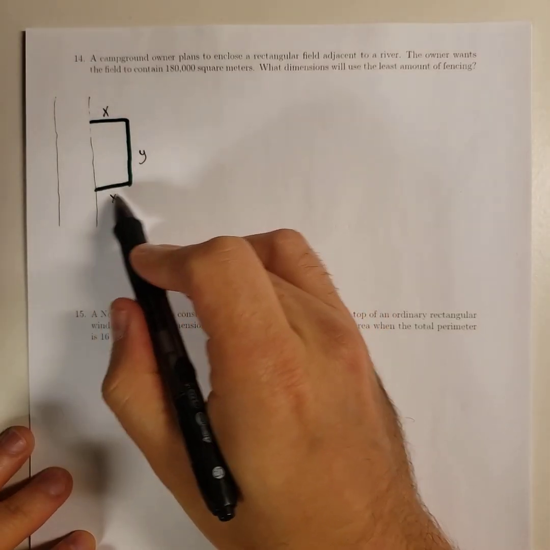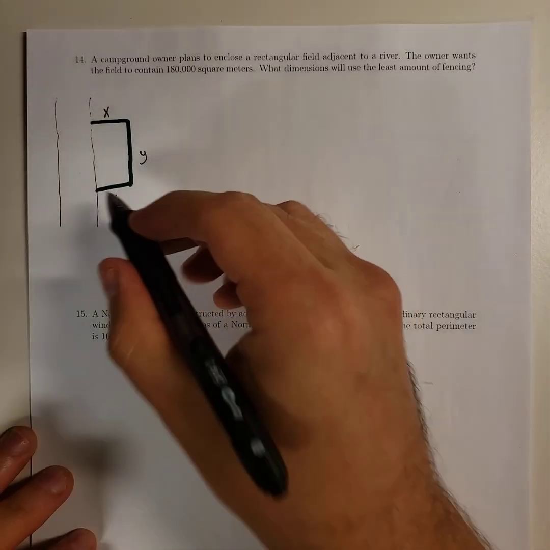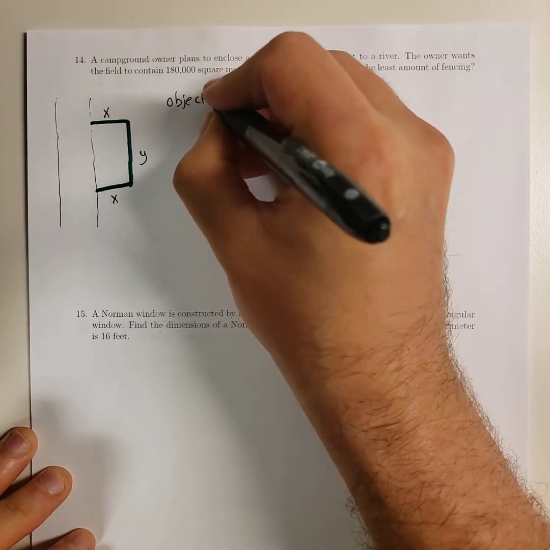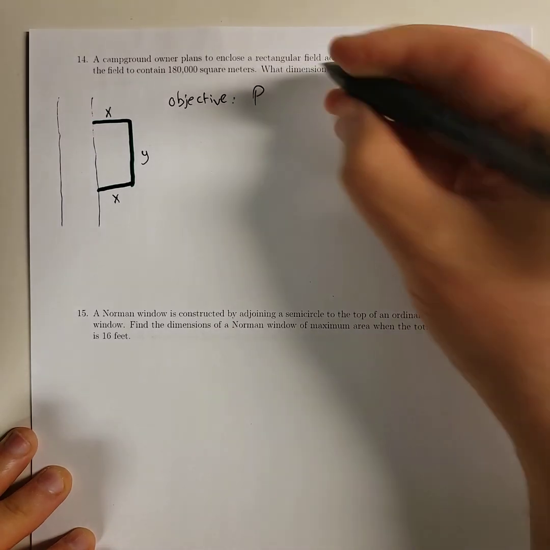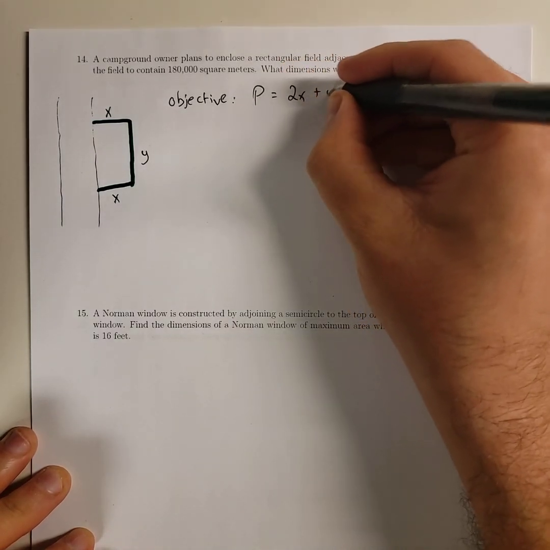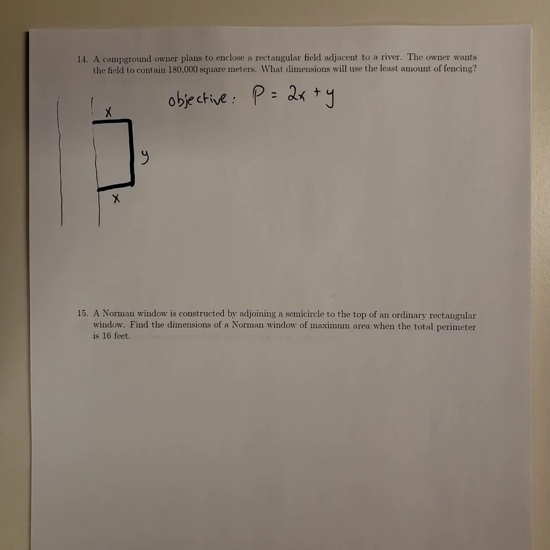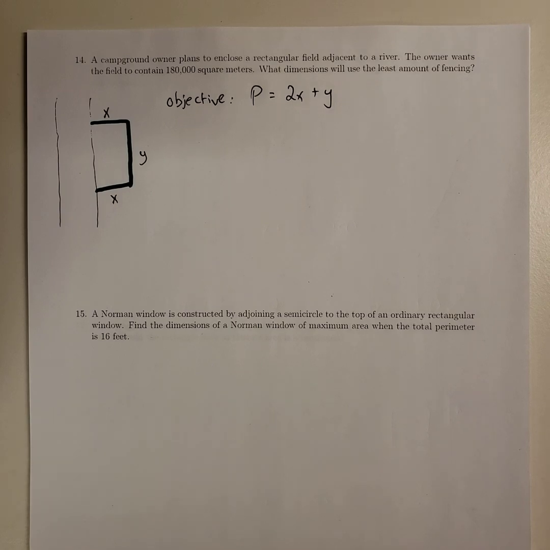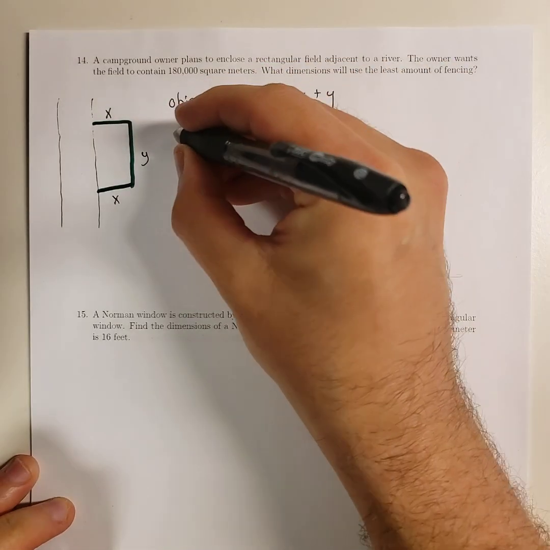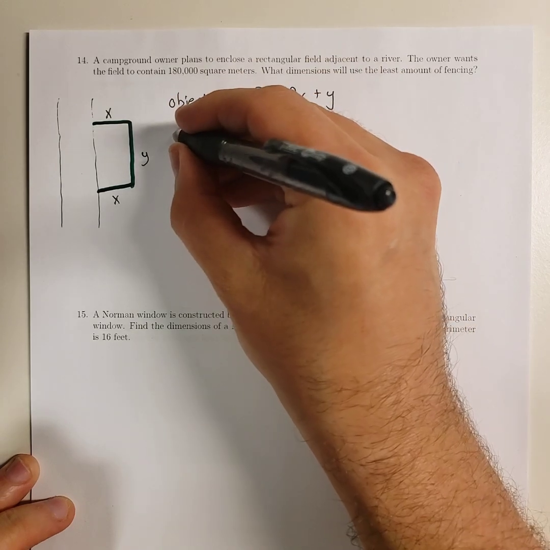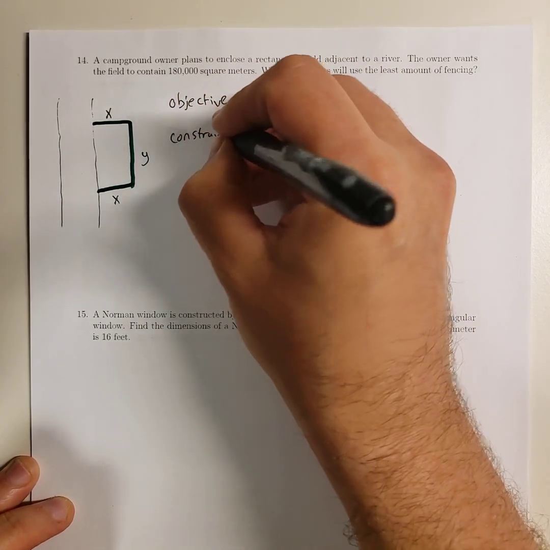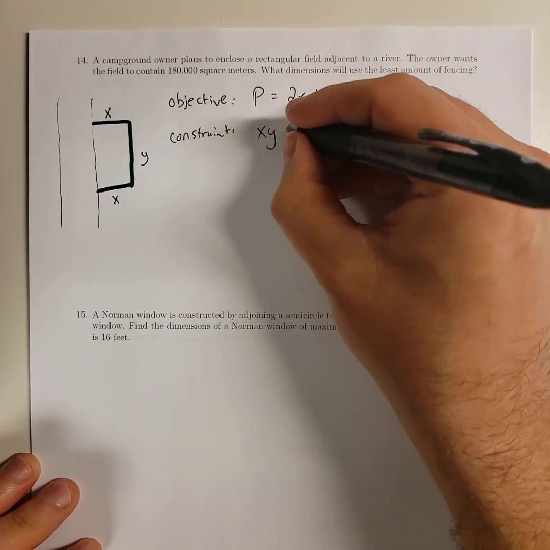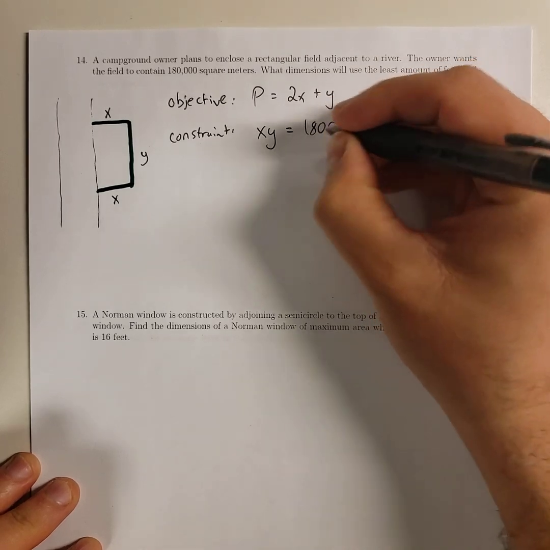And so we want to minimize this total amount. We call this the perimeter. So we'll say that our objective here is to minimize the perimeter, which is 2 x's and a y. It's just the total length of fencing that we would need. The owner wants the field to have 180,000 square meters. So we want the area to be 180,000. So our constraint is that the area, which is just x times y, has to be 180,000.